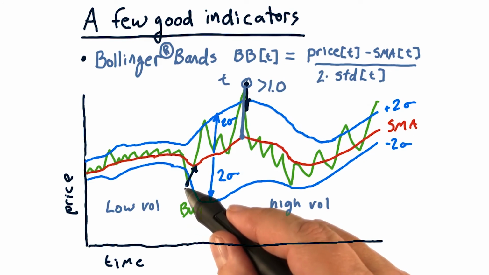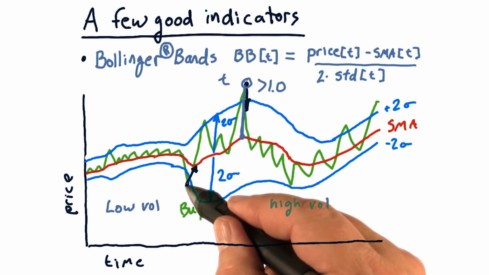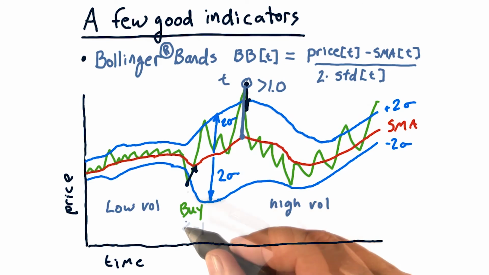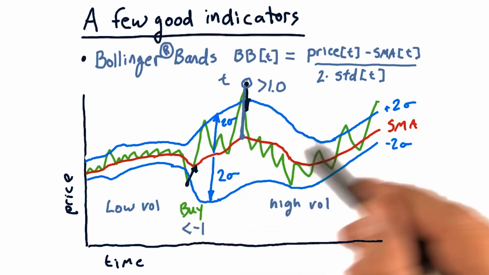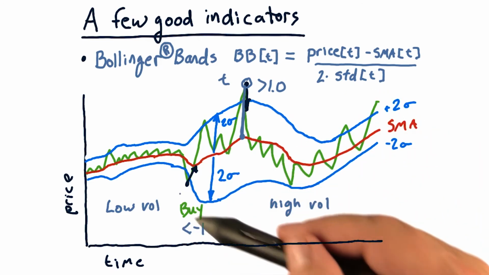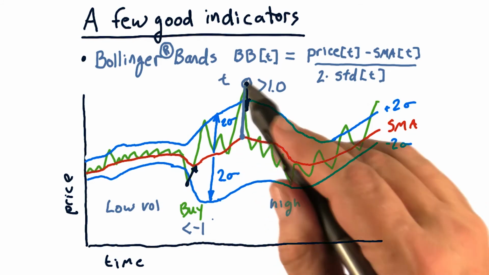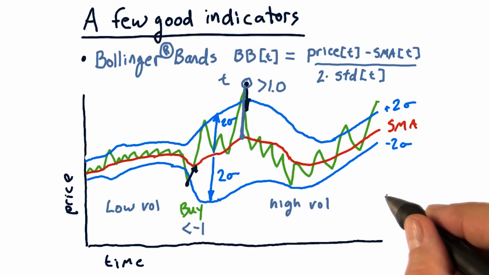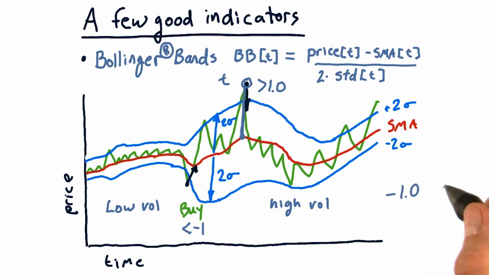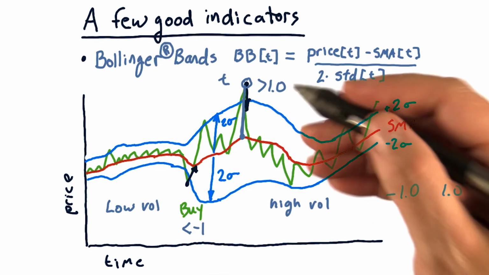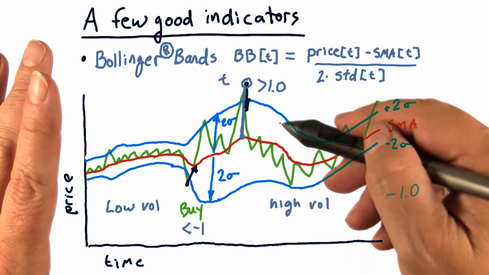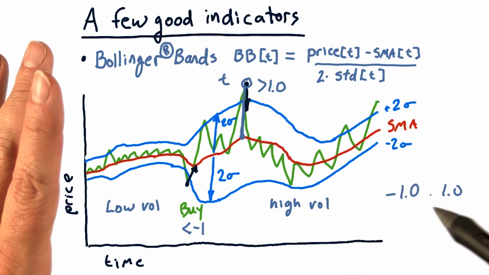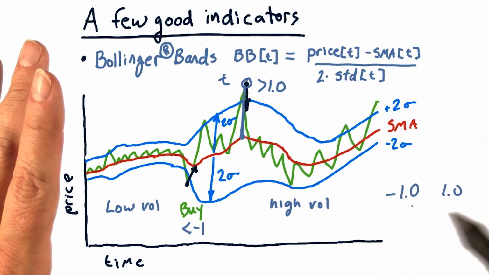Similarly, down here, we would have a value less than -1, because the price excursion is more than 2 standard deviations below. So we typically expect to see values for this Bollinger Band calculation to be between -1 and 1. In other words, most of the time the stock is going to be between those bands, but occasionally we'll see excursions above and below those values.